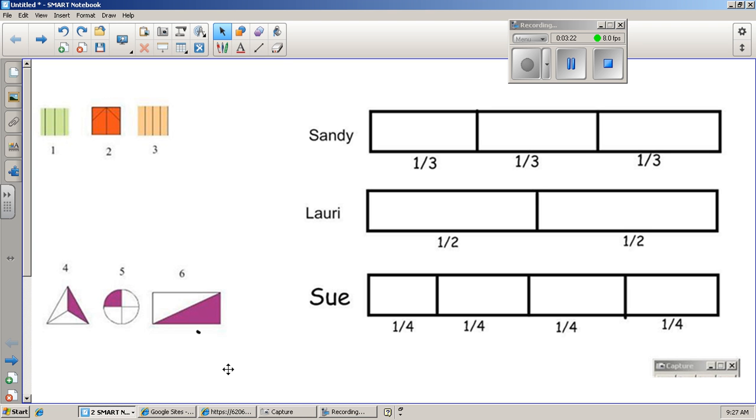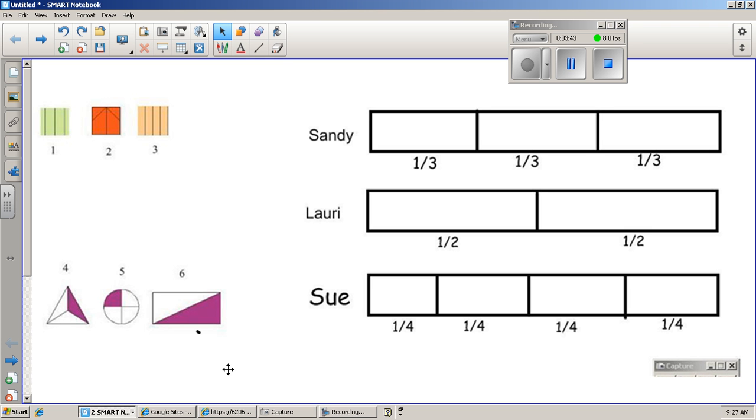So let's look at who has the smallest fraction. You have Sue. She has 1/4. Look how small her piece is. It's smaller than Lori's piece and smaller than Sandy's piece. Sue has the smallest fraction.